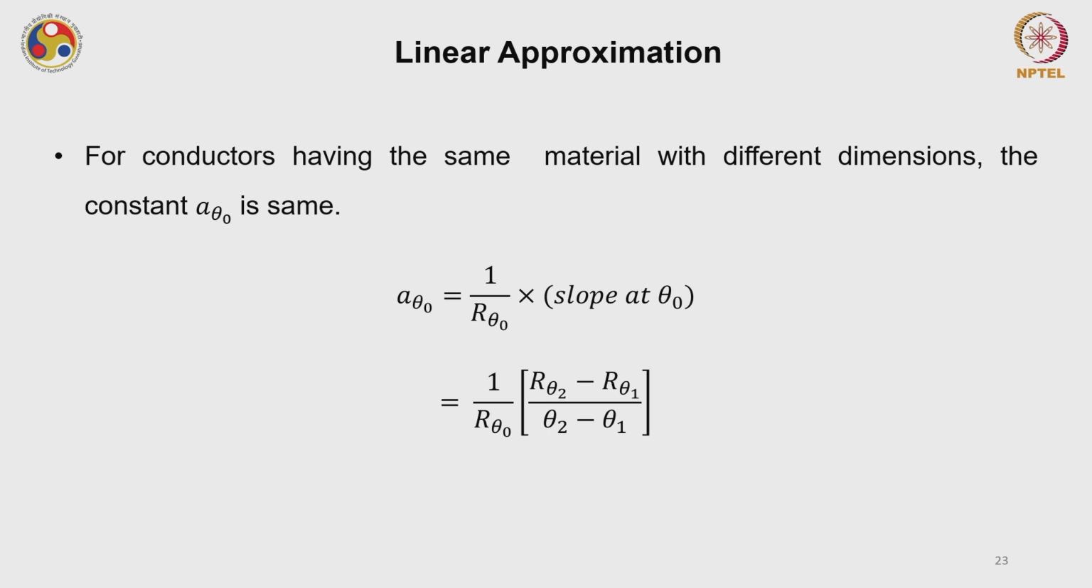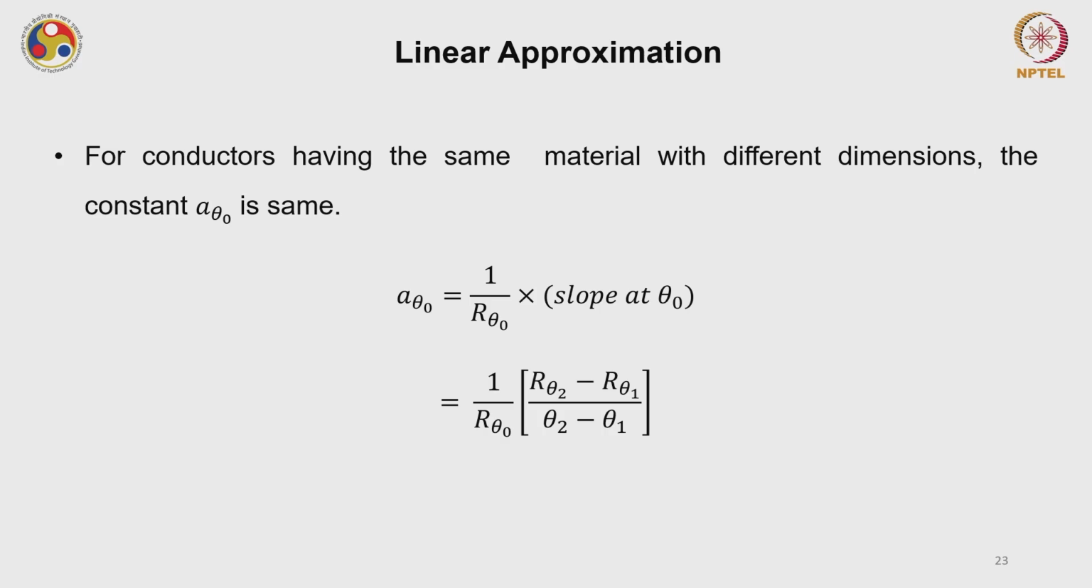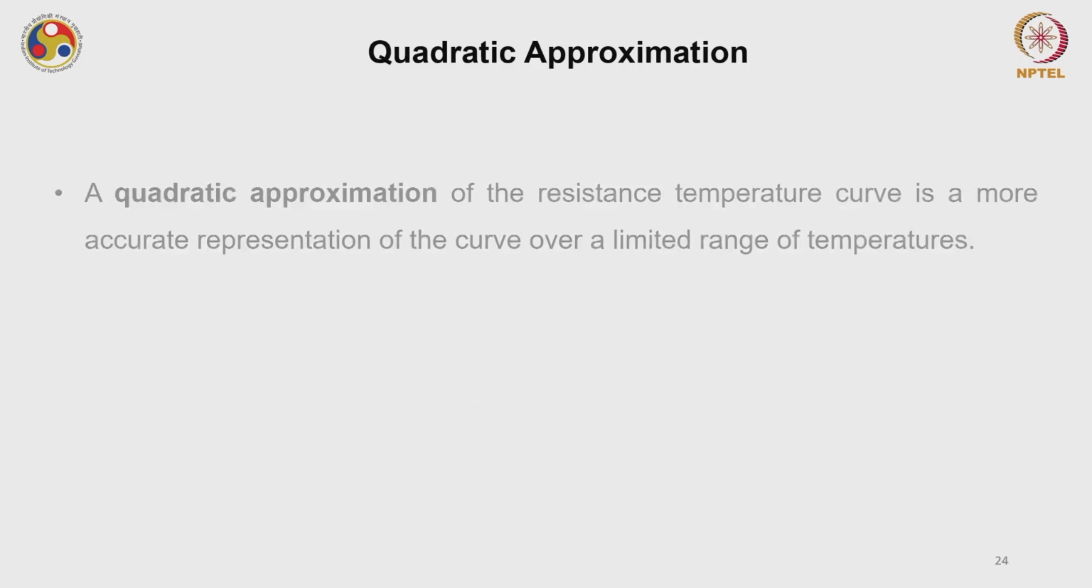Okay, for conductors of the same material with different dimensions, the constant alpha theta naught is basically the same. So alpha theta naught is 1 by R theta naught into the slope at theta naught, and if you find the slope at theta naught for this straight line, you will find it as R theta 2 minus R theta 1 divided by theta 2 minus theta 1. So alpha theta naught is basically 1 by R theta naught into R theta 2 minus R theta 1 divided by theta 2 minus theta 1.